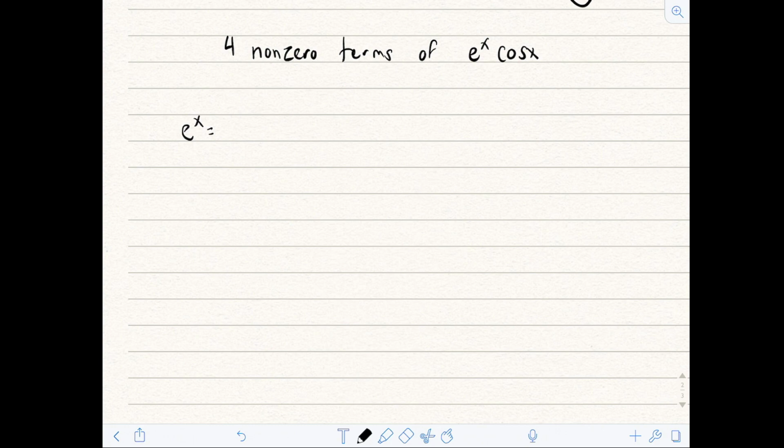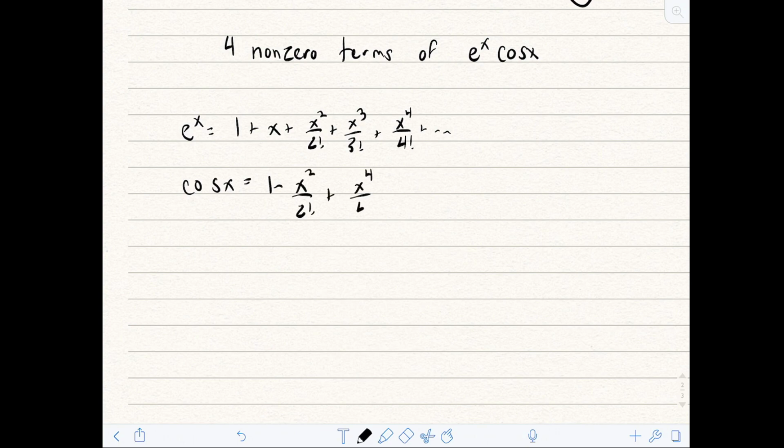So I'm going to write down e to the x is going to be 1 plus x squared over 2 factorial, plus x to the third over 3 factorial, plus x to the fourth over 4 factorial, and so on and so forth. Cosine, on the other hand, is going to be 1 minus x squared over 2 factorial plus x to the fourth over 4 factorial minus x to the sixth over 6 factorial.